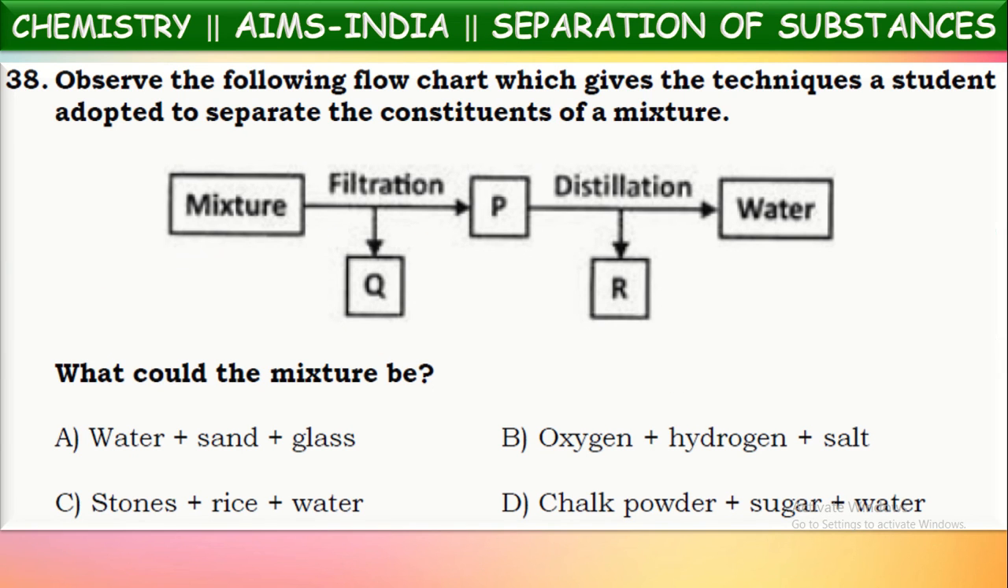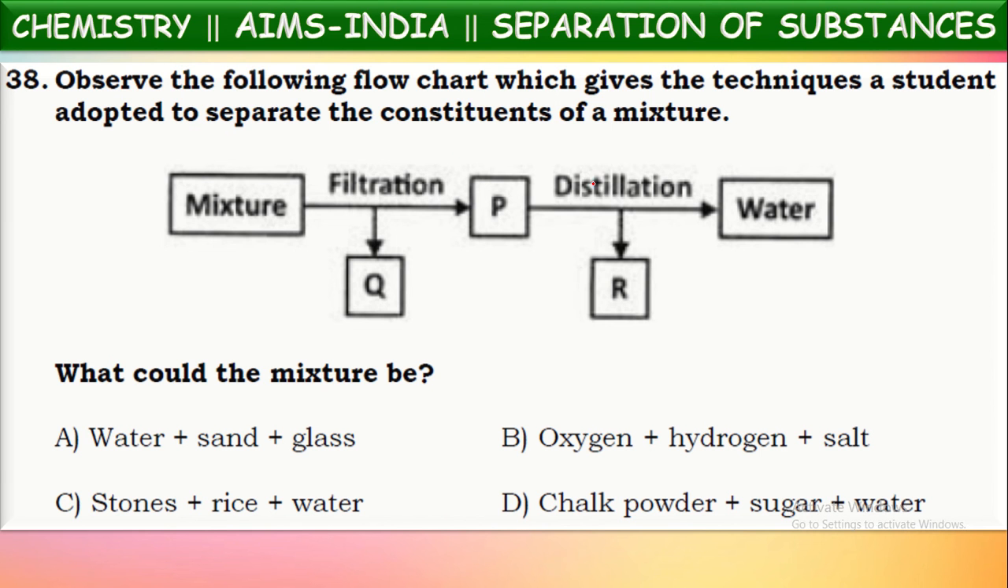Observe the following flow chart, which gives the techniques a student adopted to separate the constituents of a mixture. What could be the mixture they're asking? So what happened? A student has taken a mixture. If you observe the options, you can say simply the mixture contains three components. So he tried to separate it with different techniques shown here. Now, based upon the instructions given in the diagram, we have to identify what those components in the mixture are.